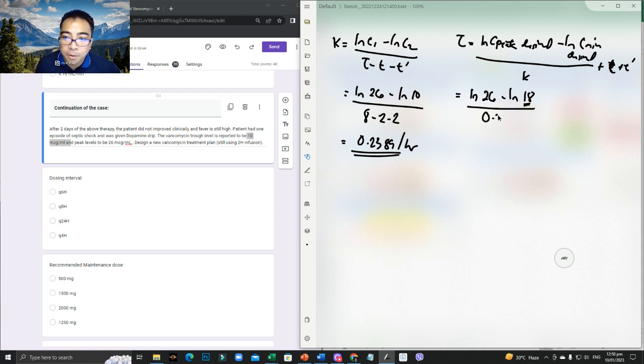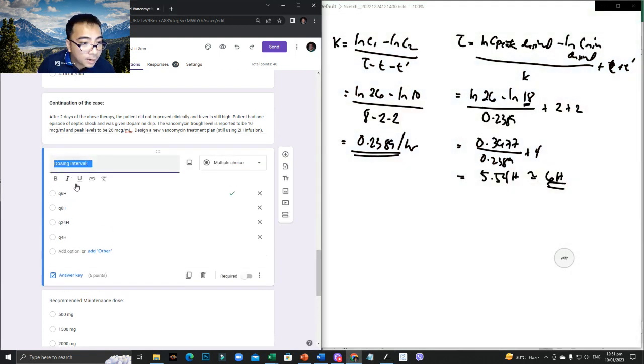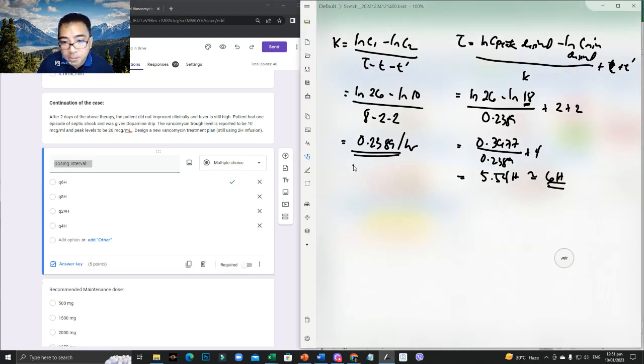Divided by 0.2389 plus 2 plus 2. So, lalabas dito would be 0.3677 over 0.2389 plus 4. So, the answer would be 5.54 hours. Or sabihin na natin, class, every 6 hours. So, hence, for the question here, dosing interval, sagot natin dyan is Q6, every 6 hours. Next na kailangan natin compute, class, volume distribution.